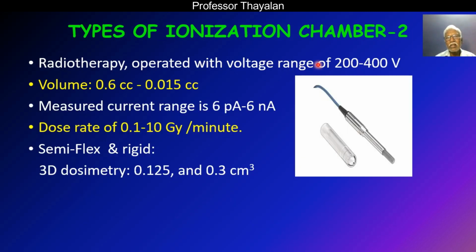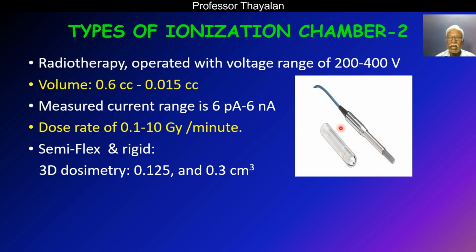What voltages do we operate at in radiotherapy? Around 200 to 400 volts DC. The volume we operate with in radiotherapy is 0.6 cc to 0.015 cc. For very small fields we use pinpoint chambers. What current can we measure? From 6 picoamperes to 6 nanoamperes. The dose rate of 0.1 to 10 gray per minute can be measured with this. So this is the Farmer chamber, a commercial chamber with build-up cap.